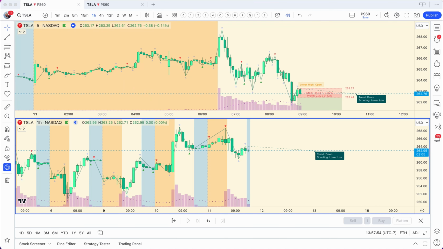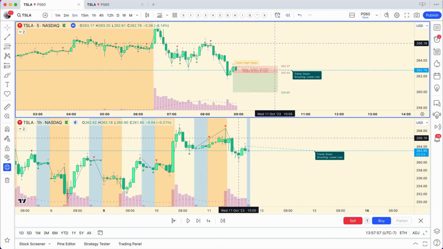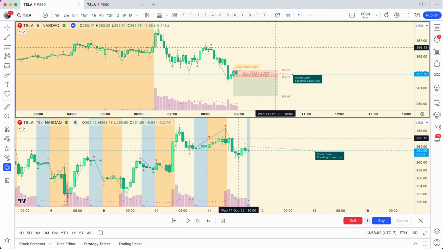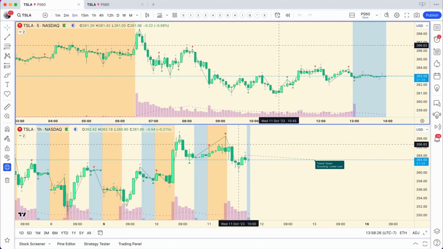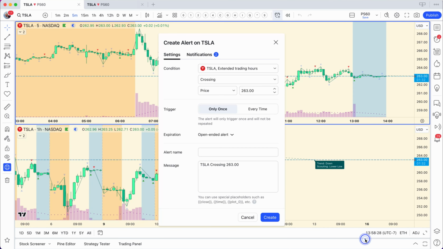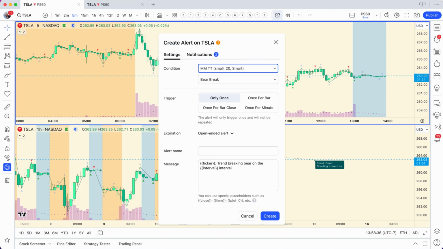I think probably the thing that people get the most excited about when they learn about Trend Tracker is its ability to alert you when certain conditions are met. So let's start by clicking to create an alert. And I'm going to go down here to MMTT, that's the Trend Tracker. It doesn't really matter when you select this what the settings are. The alerts all work the same regardless of what the settings are.